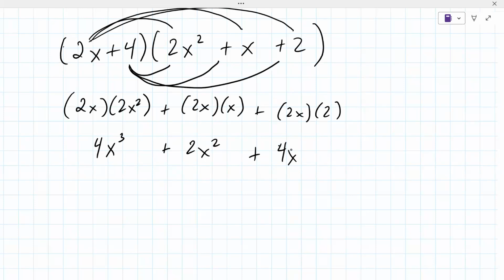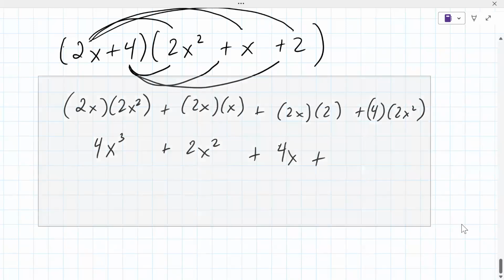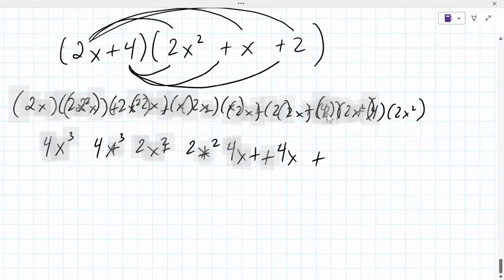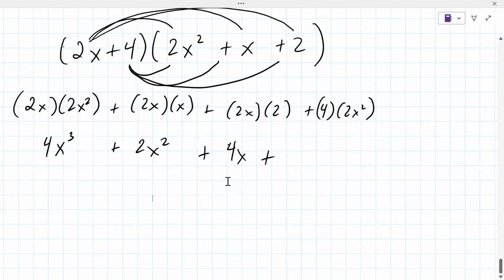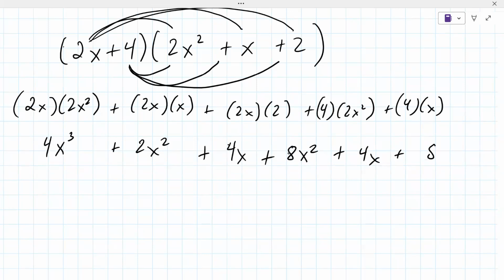So then you unfortunately have to do the bottom. Some students call this a rainbow. You got to do the 4 times 2x squared. What does that become? 8x squared. Then you got to do the 4 times the x. What does that become? 4x. And then the 4 times the 2 becomes 8.